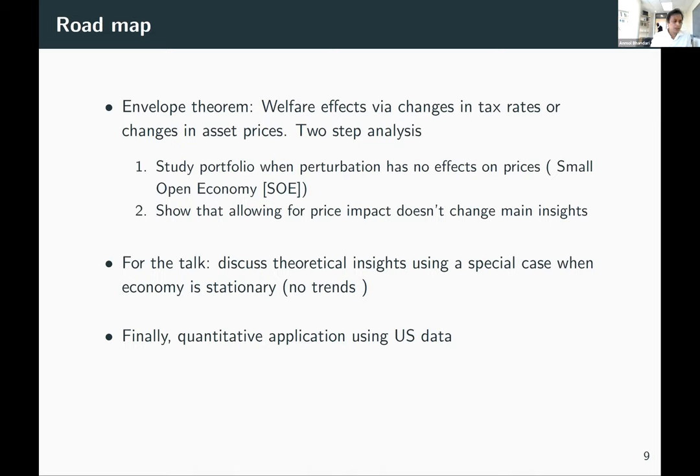It is formally similar to a small open economy, or you can think of a perfectly elastic demand for the government securities. And it's going to give us a bunch of insights which help us understand the main results. And after that, I'll show that we can model price impact in several ways, and that doesn't change the main insights. For the talk, I'll discuss a special case where the economy is stationary in the sense that there are no trends. But in the paper, we do more general versions where we can allow for trends or other time-varying stuff.